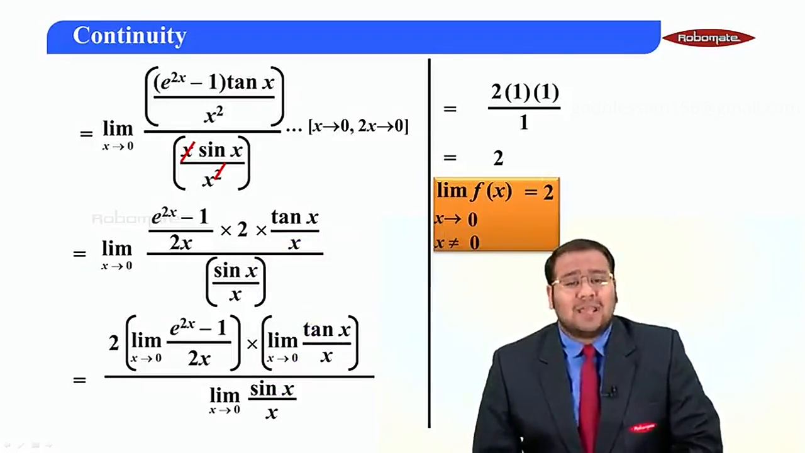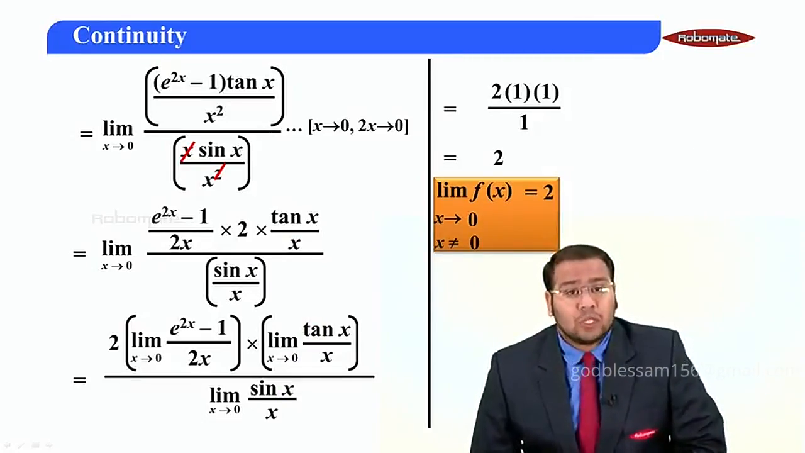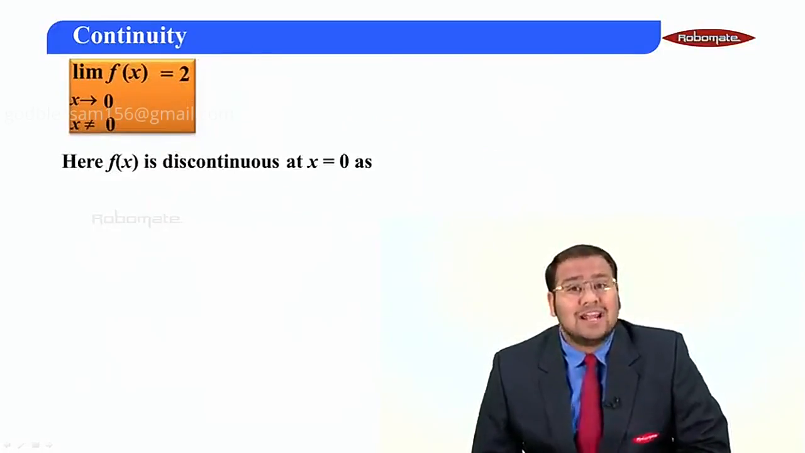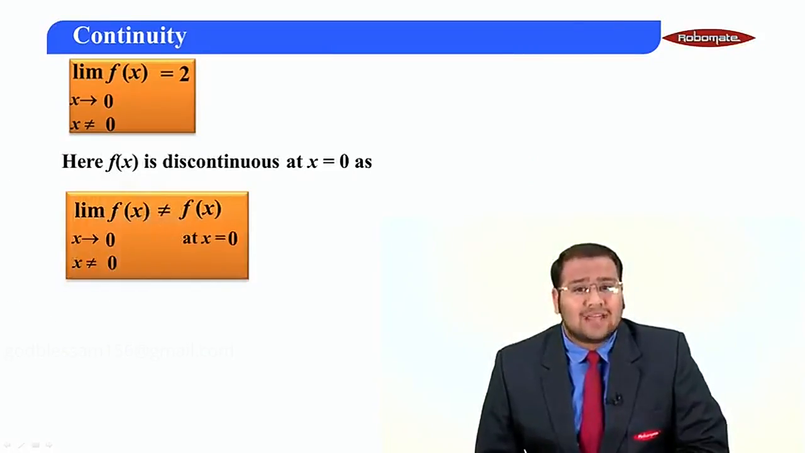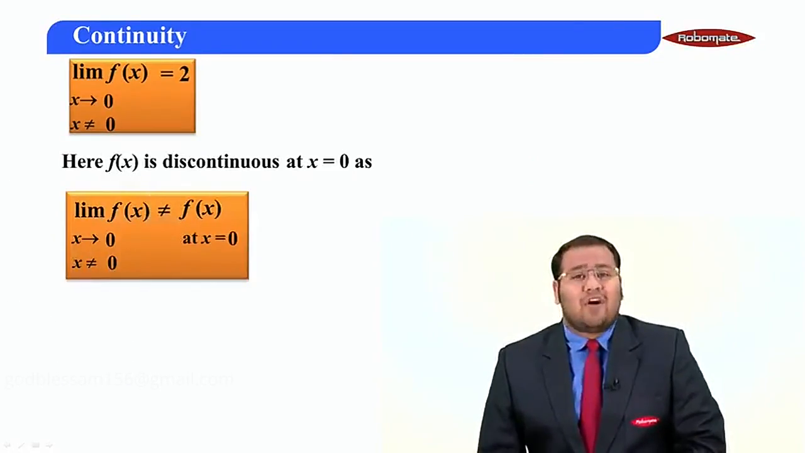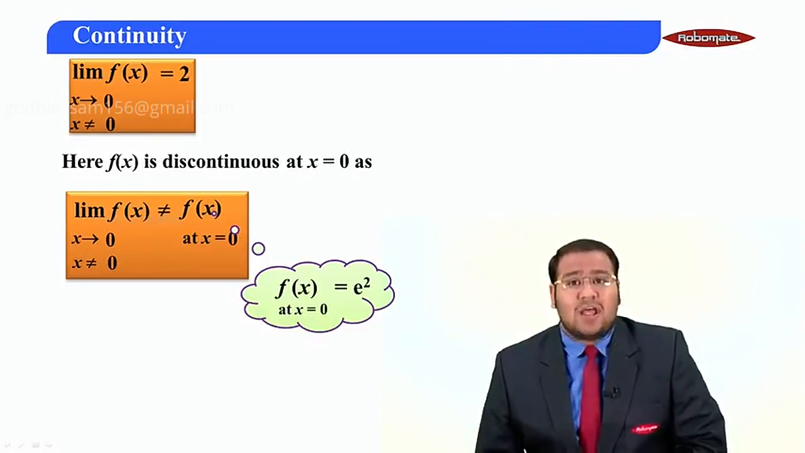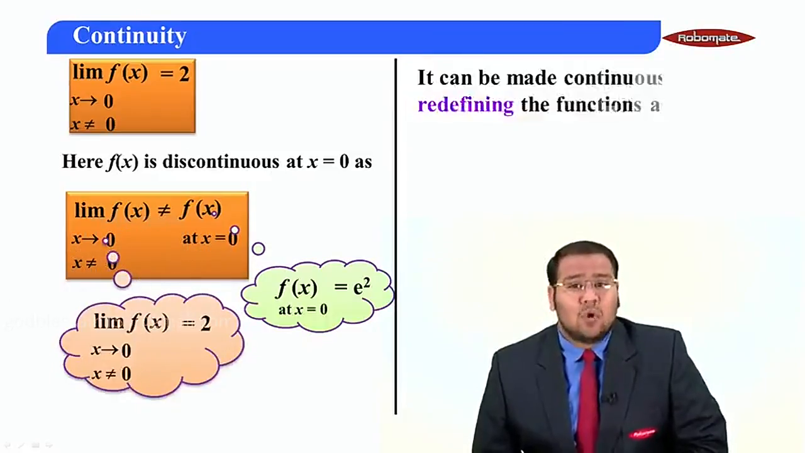In this case, I can say the limit of f(x) when x is tending towards 0 is nothing but 2. You remembered something? What is it? f(x) is discontinuous at x equal to 0. The only reason is that the limit as x tends towards 0 of f(x) is not equal to f(x) at x equal to 0. Why? Because the answer which we have got is 2 and the f(x) in the question is e square.